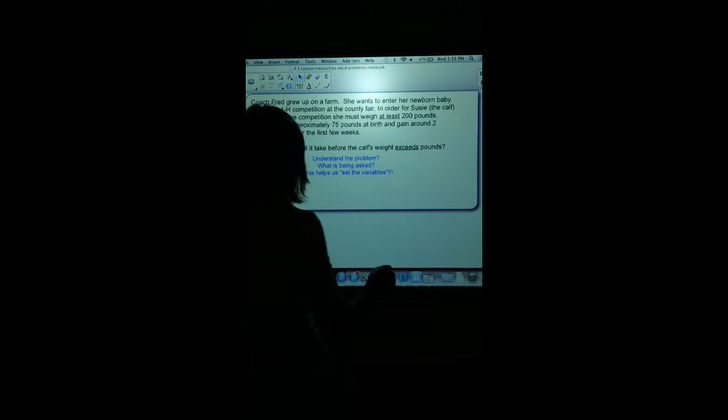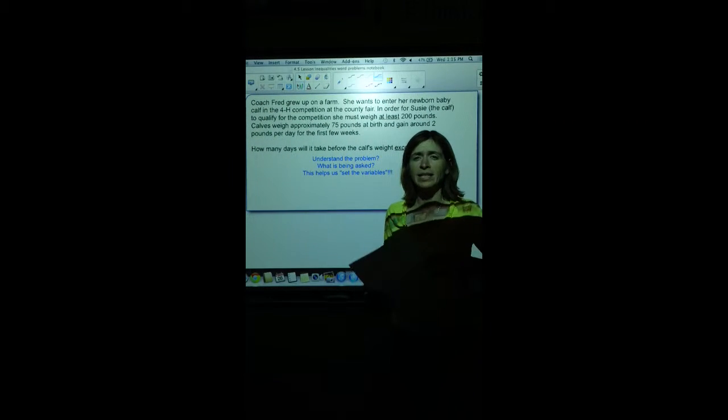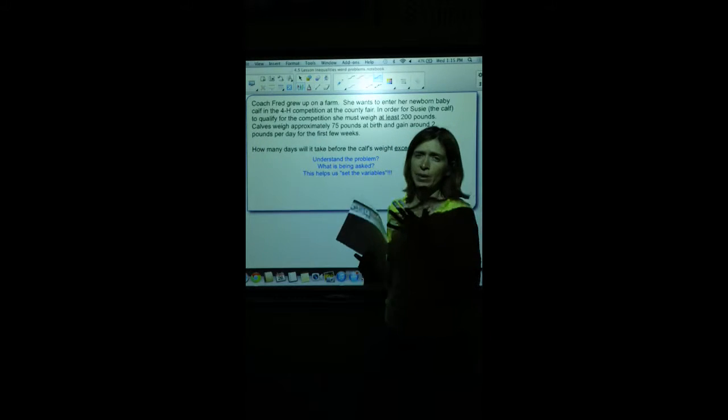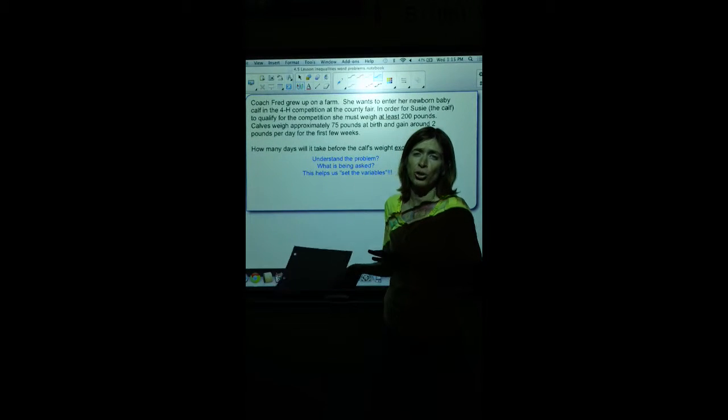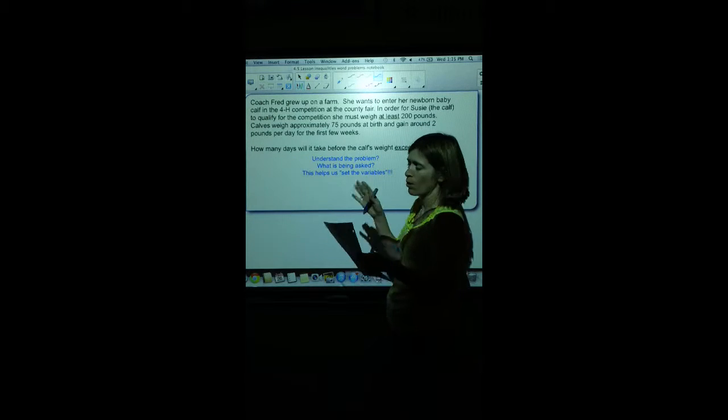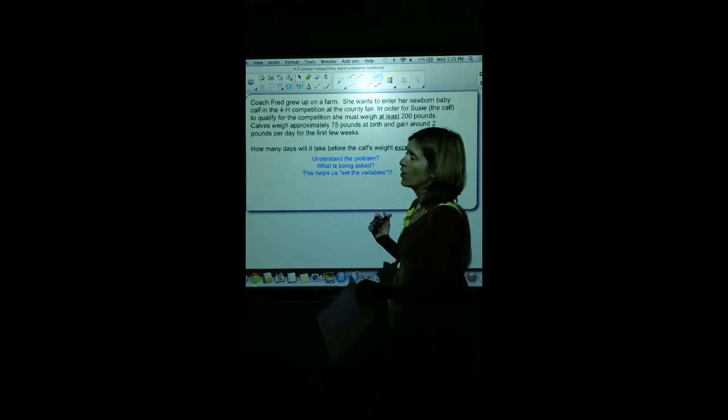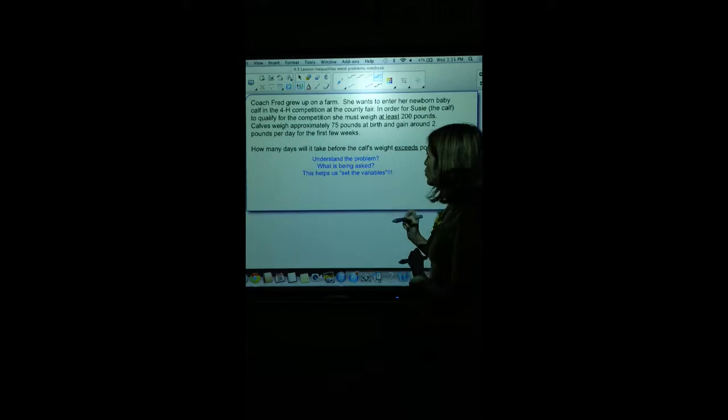Everybody. All right, so today in class we started linear inequalities, and now we're going to be looking at turning linear inequalities into word problems. Now I know you can't really see this that well, but you do have your note sheets so you can follow along. So it said, Coach Fred grew up on a farm.